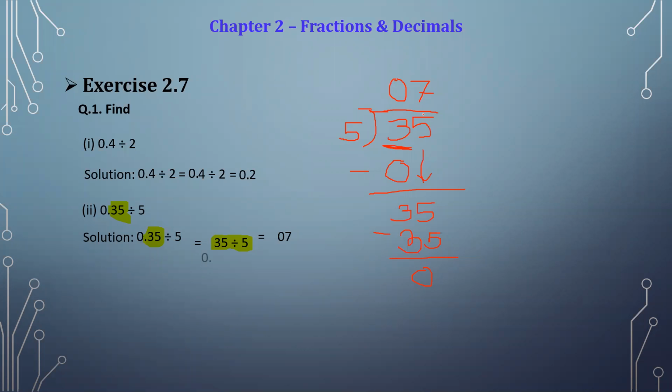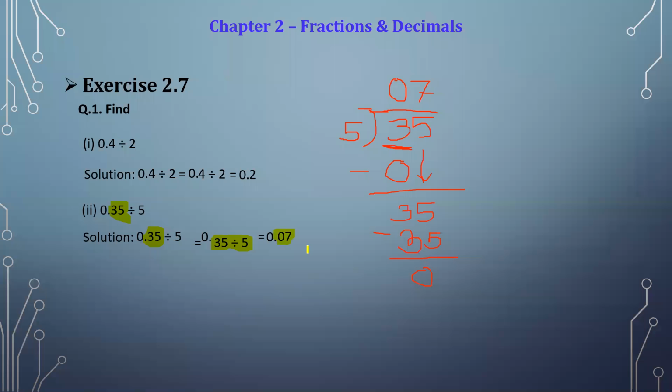Now again we have to bring that decimal point. So here after the decimal point, a total of 2 digits are there. Therefore in the final answer also we are going to consider 2 digits after the decimal point, and those 2 digits are 07, and we are putting that decimal point before 07.